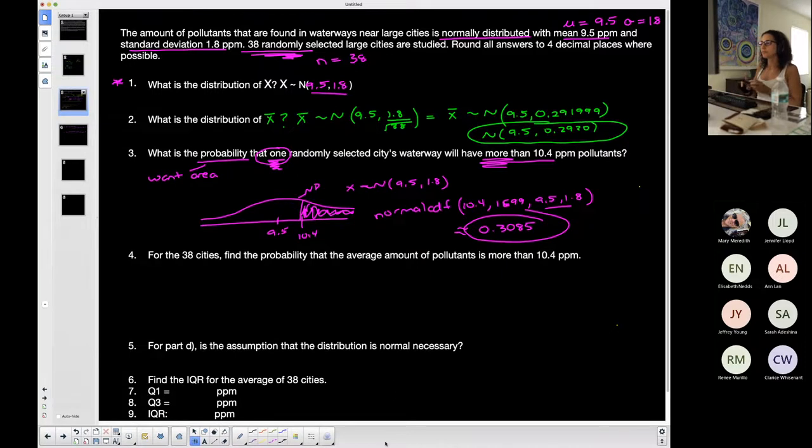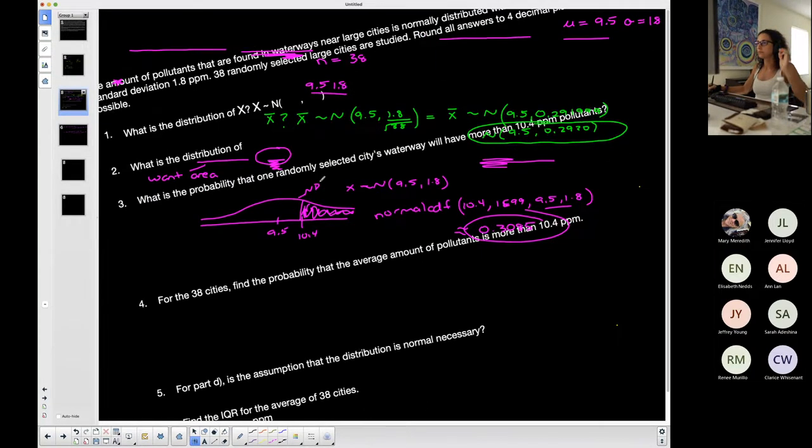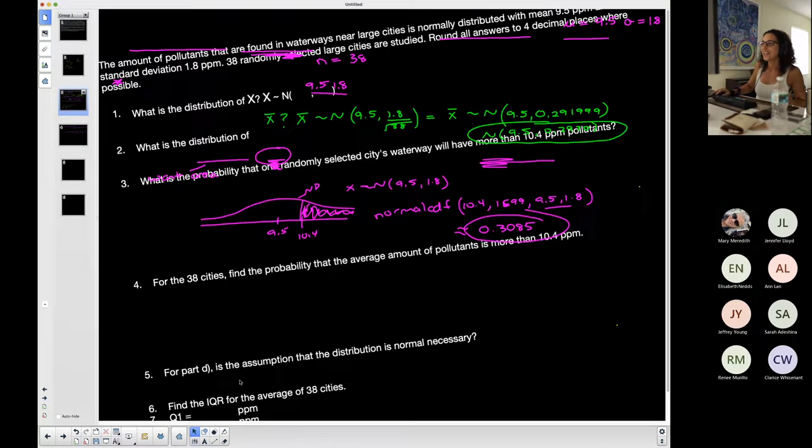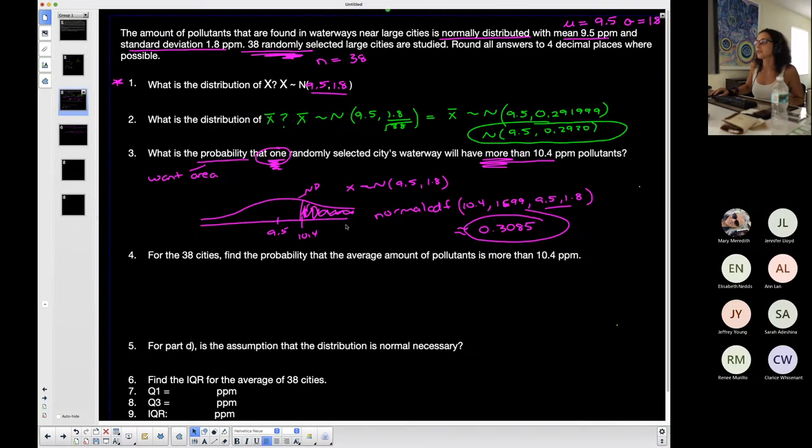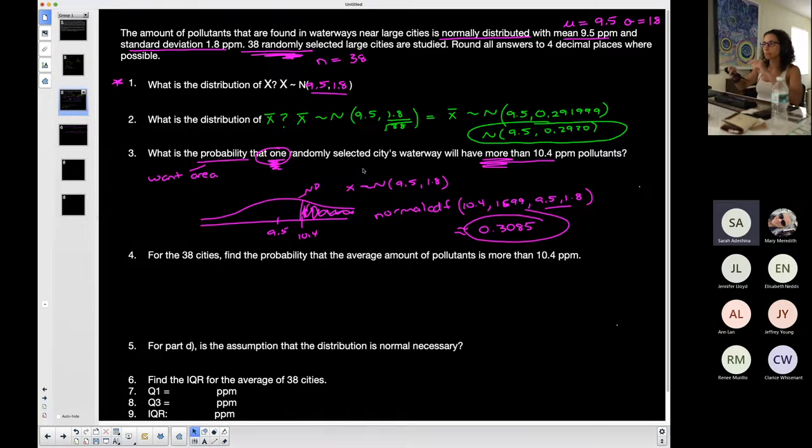This one, any other questions so far? I mean, the first part is basically the same as last week, right? What are the ones that are asking for average?